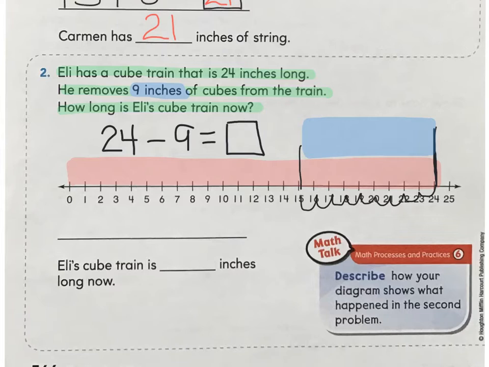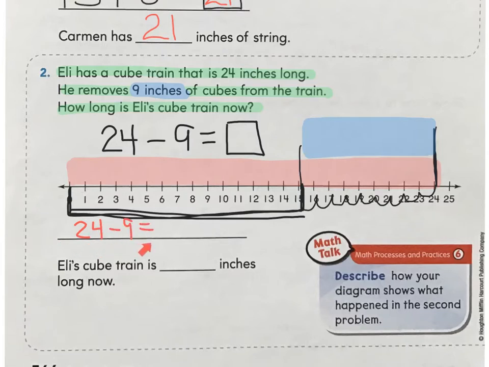To find out what 24 minus 9 is, I again can use the counting on method, or I could just look at my number line here and see that from 1 to 15 is what's left after I've removed the blue cubes, or the blue line. So for my problem, I can write 24 minus 9 equals 15. And then the answer to the question is Eli's cube train is 15 inches long now.